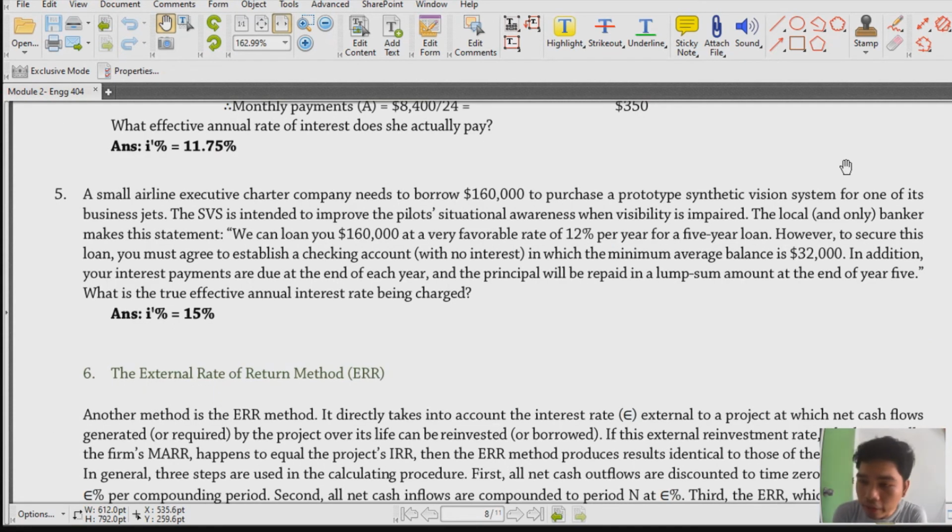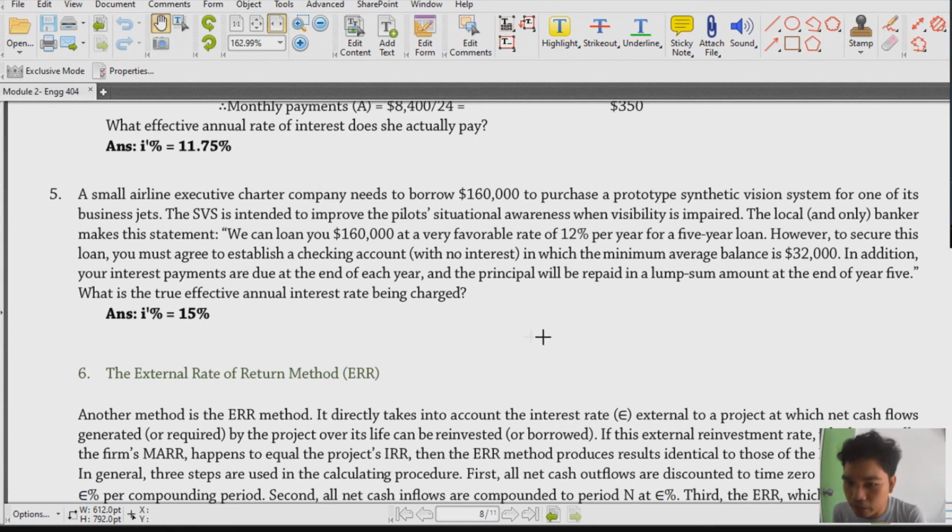Now, the local and only banker makes this statement. We can loan you $168,000 at a very favorable rate of 12% per year for a 5-year loan. However, to secure this loan, you must agree to establish a checking account with no interest in which the minimum average balance is $32,000. In addition, your interest payments are due at the end of each year, and the principal will be repaid in a lump sum amount at the end of year 5. What is the true effective annual interest rate being charged?